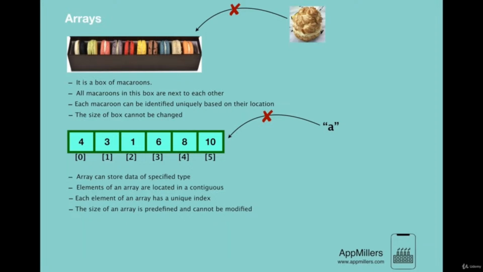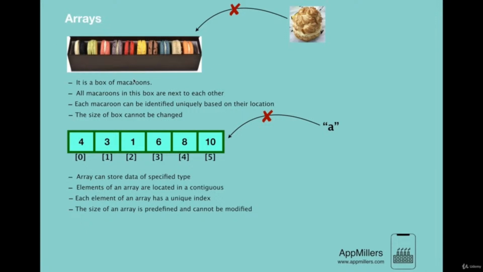So here again, if you look at this box of macarons, we see that the size of this box is predefined. And this is applicable for array as well. When we create an array, we define its capacity, so we cannot change it later on. This is the biggest limitation of array. So these are all the properties of array. As you see, it is somehow similar to the properties of this box over here.